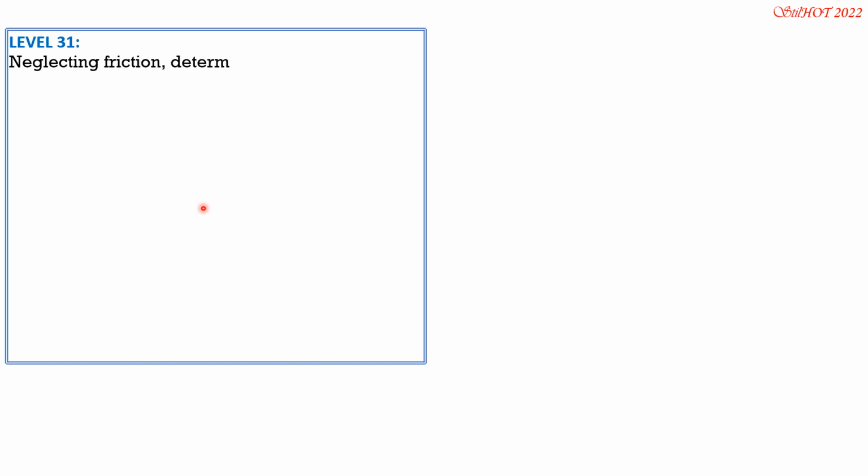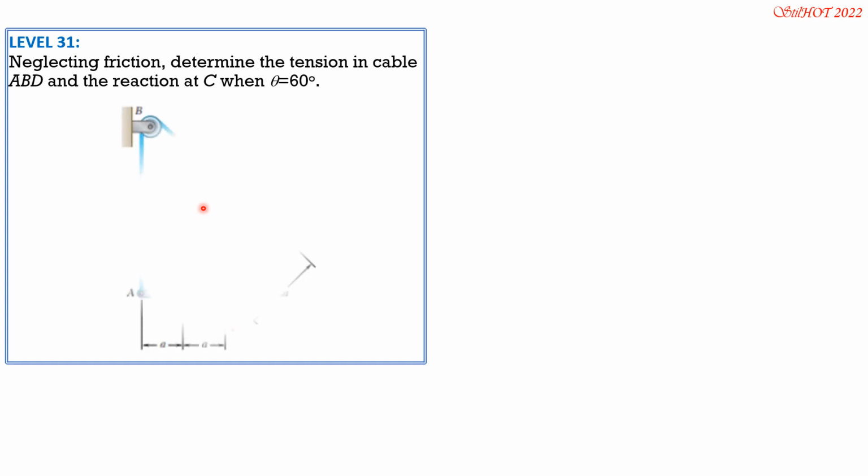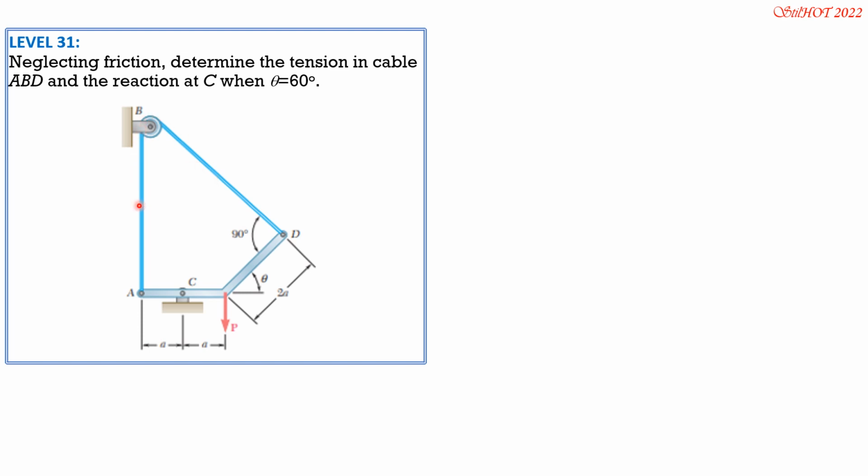Neglecting friction, determine the tension in cable ABD and the reaction at C when theta is 60 degrees. So we denote the tension in the cable, which is the same as T, as shown in the figure. Then, because theta is 60 degrees, these are the reaction components at C.